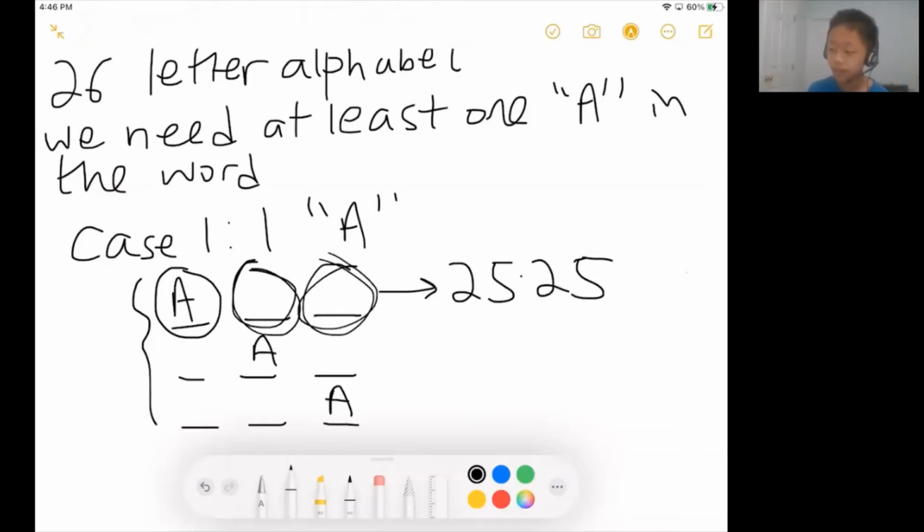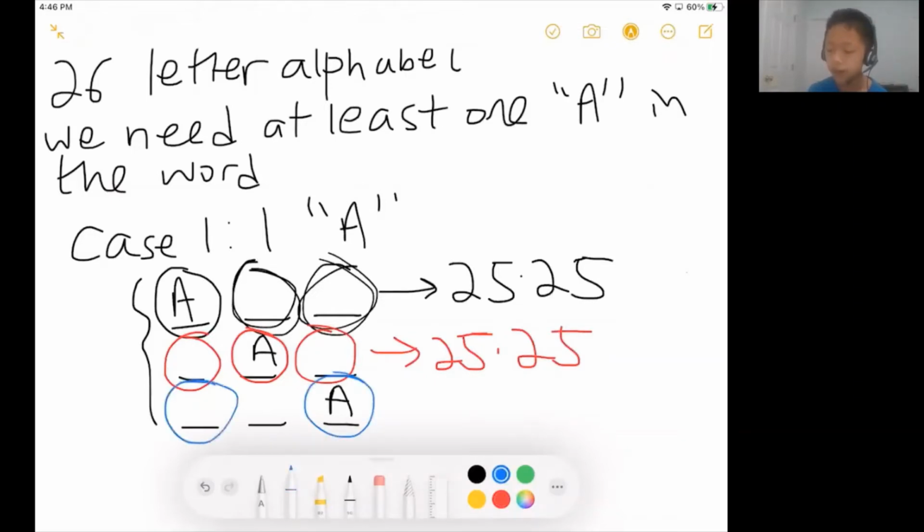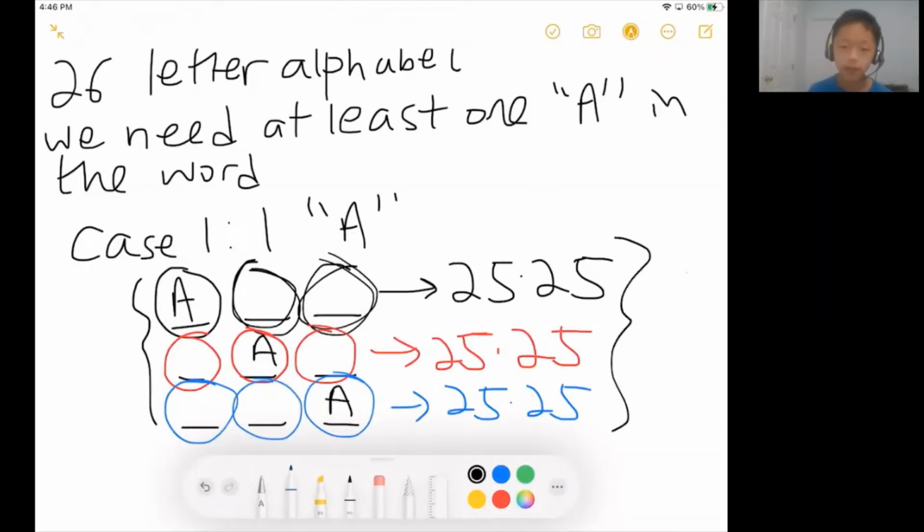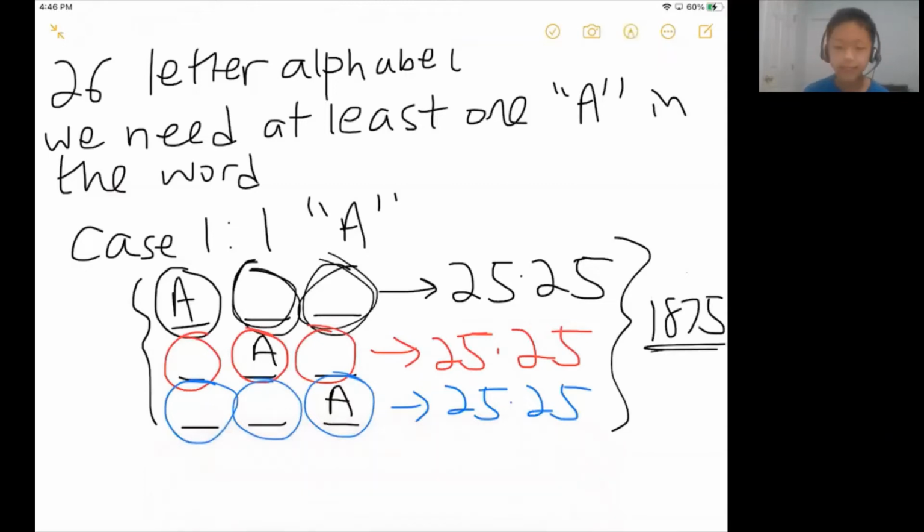And if the A is in the middle, we can just use the exact same reasoning. There's nothing different with putting the A in the front versus the A in the middle. The calculations are all going to be still the same. There's still going to be 25 times 25 ways to fill the other 2 slots. And same if the A is in the last spot, then for the remaining 2 spots there are 25 times 25 ways. So if we add these up, 25 times 25 is 625, then times 3, you would get 1875. And that's our first case, but we're not exactly done yet.